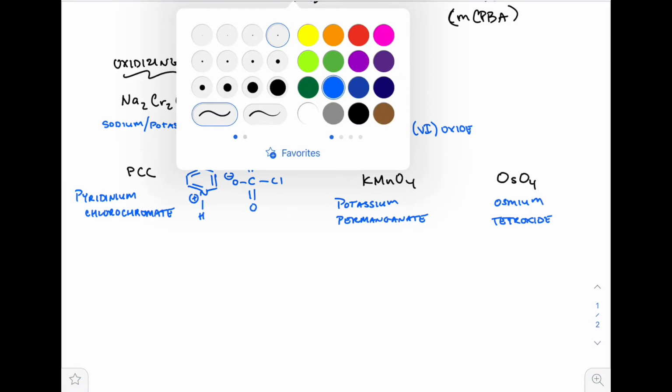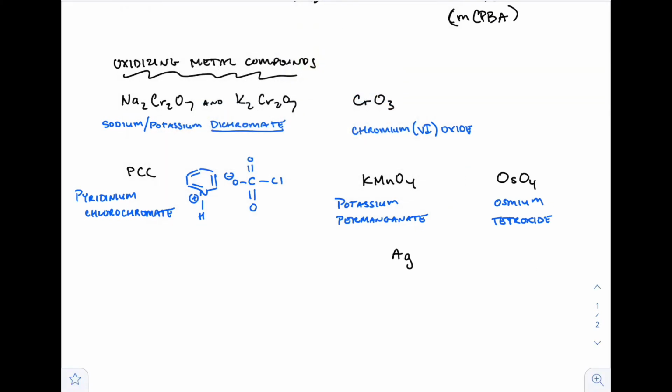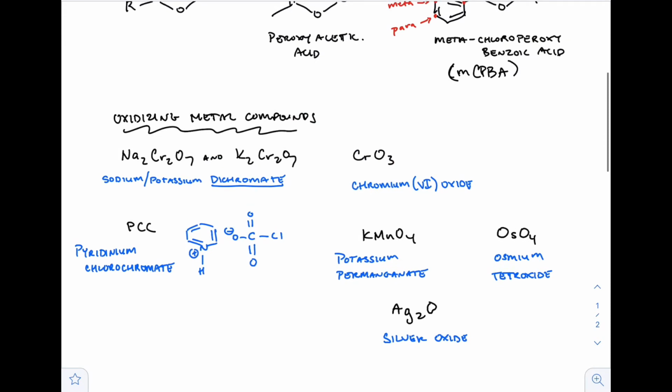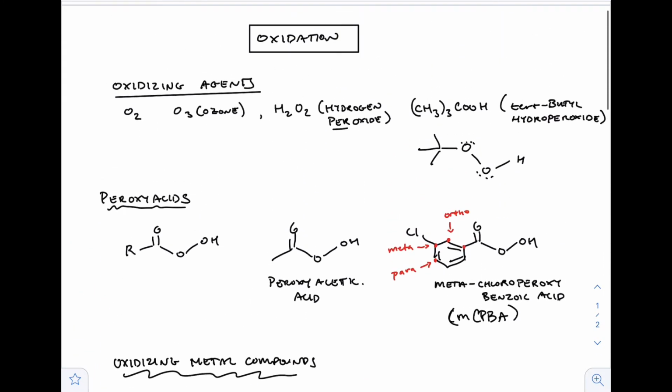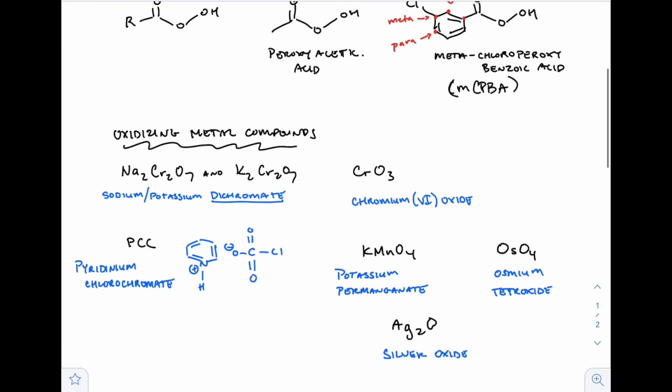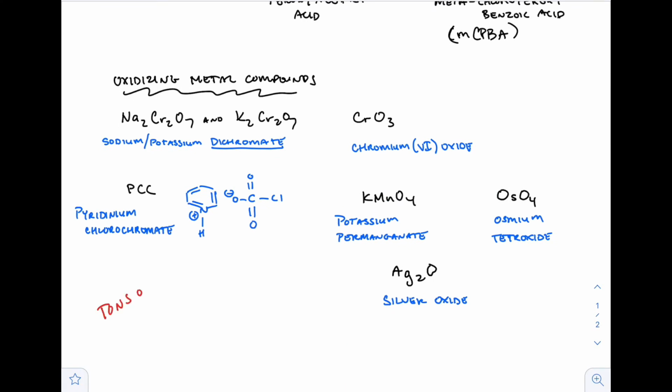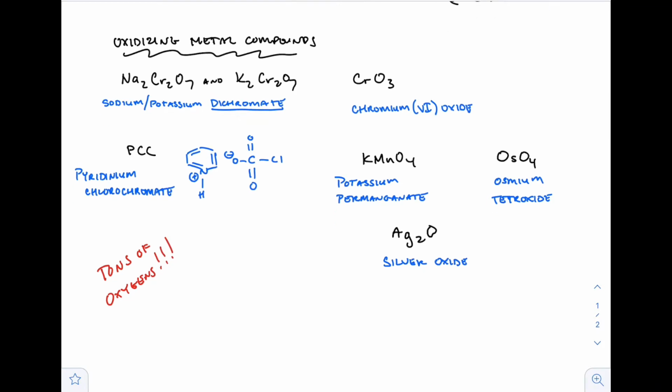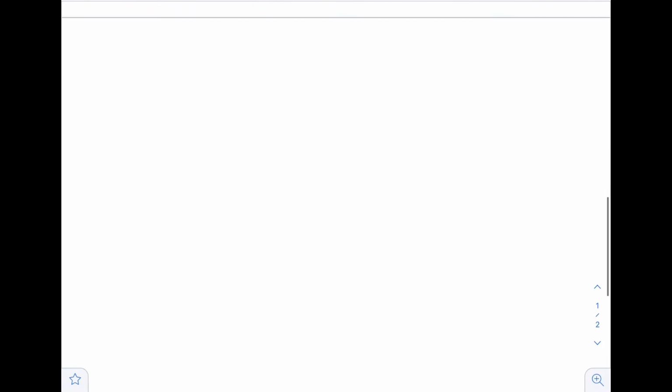All right, and last but not least, silver oxide. So Ag2O, it's kind of got the structure similar to water, but the hydrogens are replaced with the silver. So silver oxide. Now, that's all the ones that I want to introduce to you in terms of oxidizing agents, but take a look at all of them. What do they all have in common? They got tons of oxygens, right? Just loads of them. And so it's very obvious that they're probably going to oxidize something, okay?